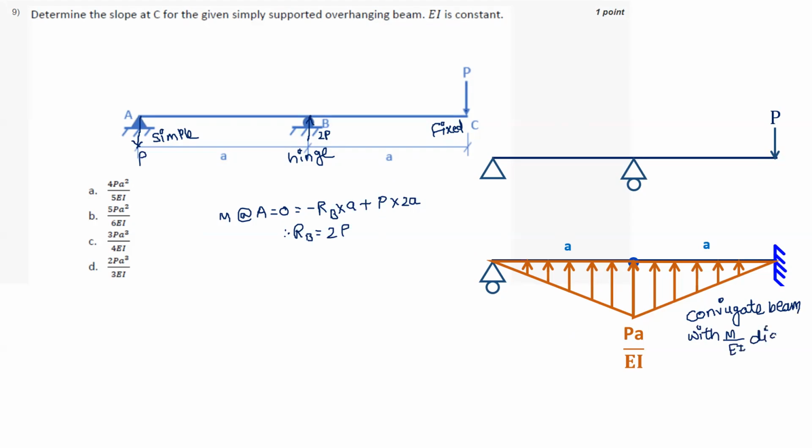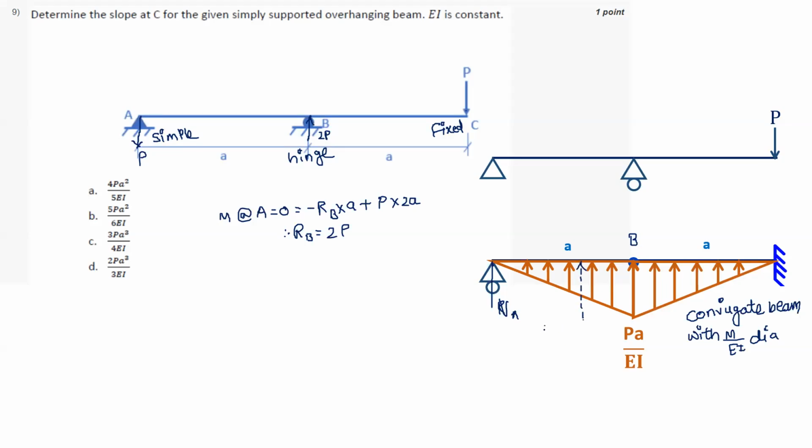M by EI diagram. Now we are interested to find the reaction at A. So if I find VA, we will take moment about B. So it will be this total load, that we will calculate.